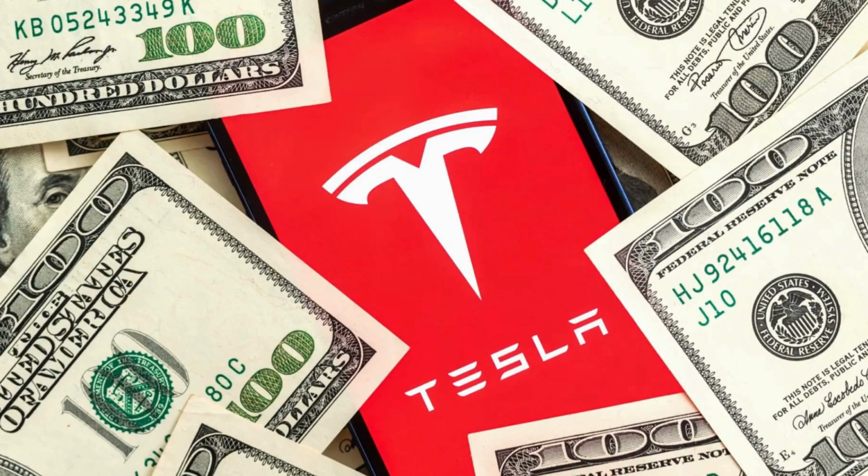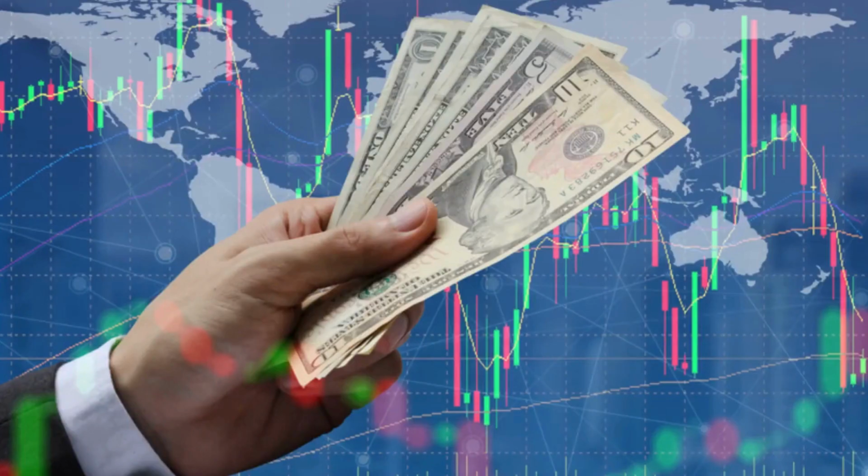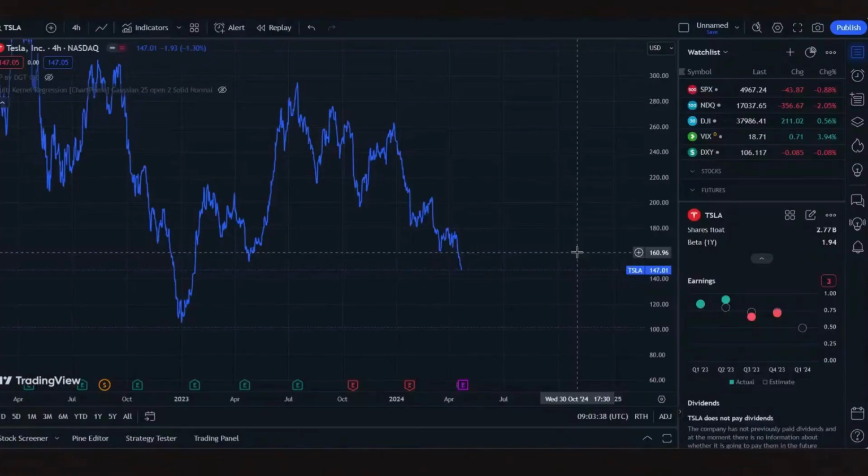Hello everyone. Today I'm going to show you some technical and fundamental analysis of Tesla's company. Especially, we are going to figure out what is the most considerable issue which influenced Tesla stock in this downtrend. And ultimately, I will show you what we can expect from this stock price.